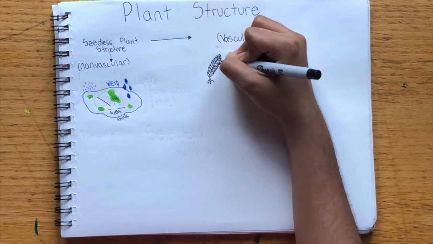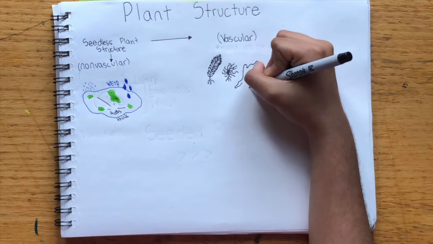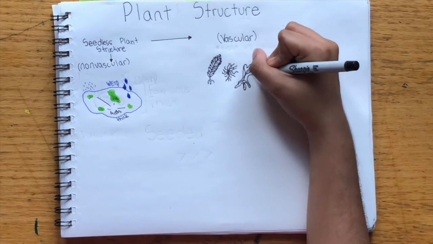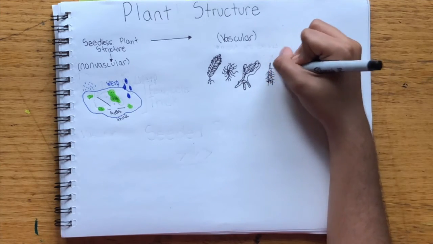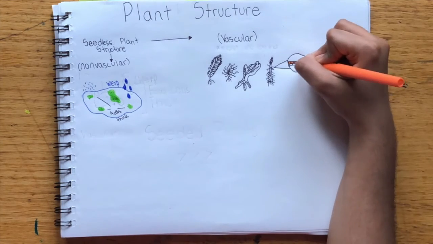Vascular seedless plants are very small in numbers, because most are extinct. Some vascular seedless plants that are still alive include ferns, ground pines, spike mosses, and horsetails. These plants can grow taller than non-vascular plants because they have structures such as xylem and phloem to support their growth.